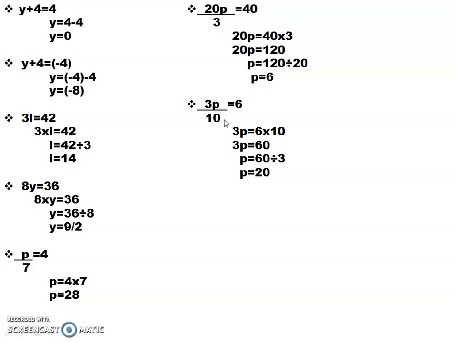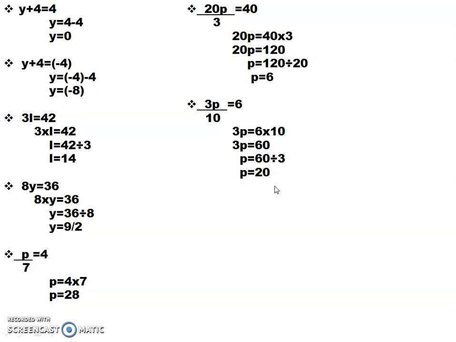Now read this question. 3 into p divided by 10 equal to 6. So divided by 10, when it goes to the other side, becomes multiplied by 10. And 3 into, when it goes to the other side, becomes divided by 3. So the final answer is p equal to 20.